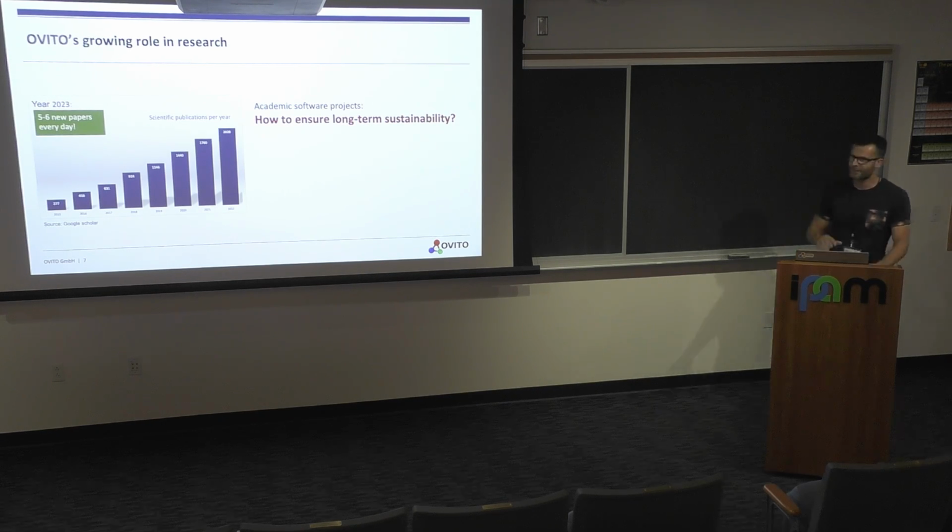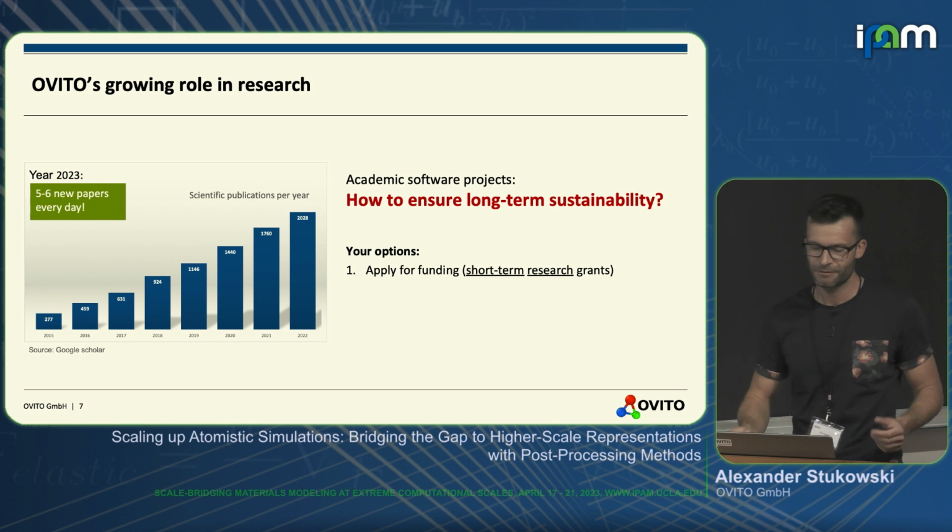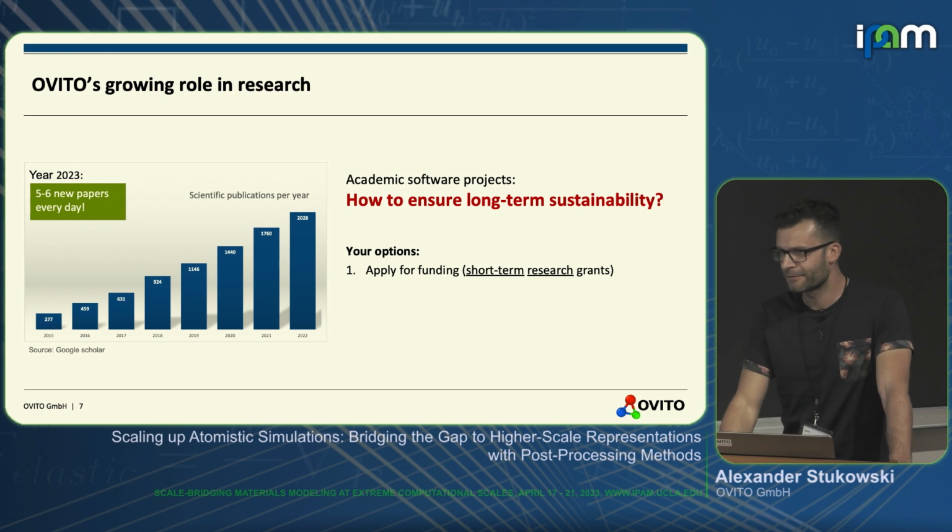I think this is a question that many software projects in the academic world are facing, right? How can you maintain a software, a large code base in the long run? And what are your options to solve that problem? You can, of course, keep applying for funding, get research grants, but they are typically short-term and require you to do research. They don't pay you for maintaining software, providing user support, and so on.